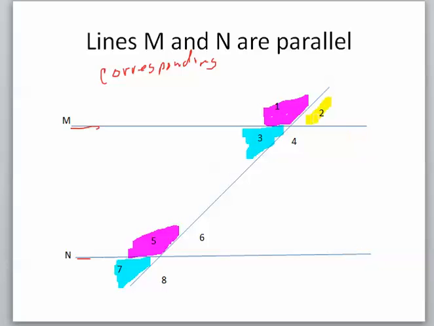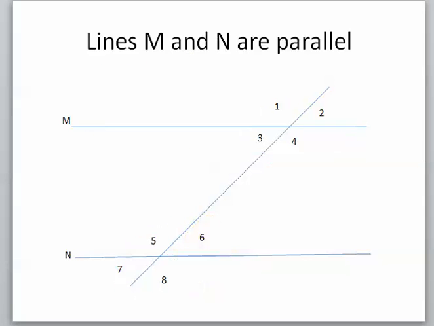2 is inside and 6 is outside. Corresponding angles. Okay? 4 is inside and 8 is outside. Corresponding angles. I've tried to color code them here so that you can tell which ones are corresponding angles.